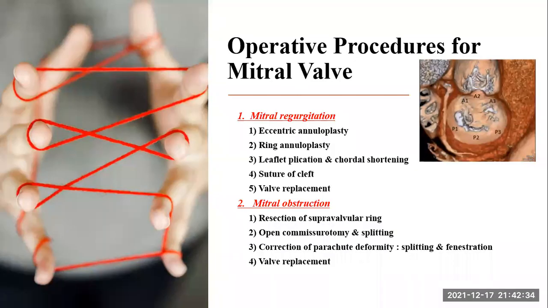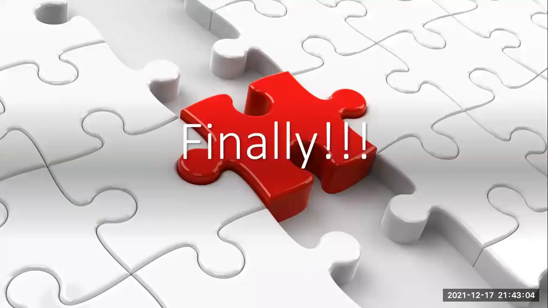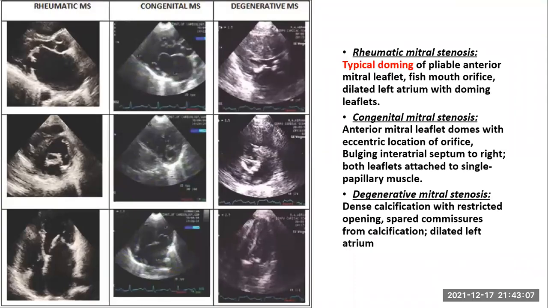So the operative procedures for mitral valve in these cases, for mitral regurgitation, we have eccentric annuloplasty, ring annuloplasty, leaflet plication and chordal shortening, suture of cleft, and valve replacement. For mitral stenosis, resection of the supravalvular ring that we saw before, open commissurotomy and splitting, correction of a parachute deformity, and valve replacement. So finally, you need to differentiate your etiology to see, is it rheumatic, is it a congenital mitral stenosis? And thank you for your attention.